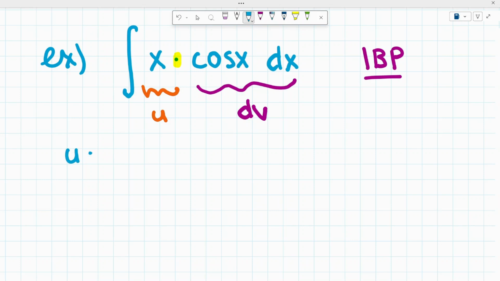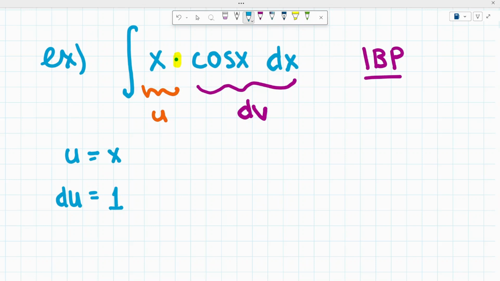So u in this case equals x. And remember I said our du is simply the derivative of u. So what is the derivative of x? Well, it's just 1. If you need some refreshers on derivatives, be sure to check out all my derivatives videos.